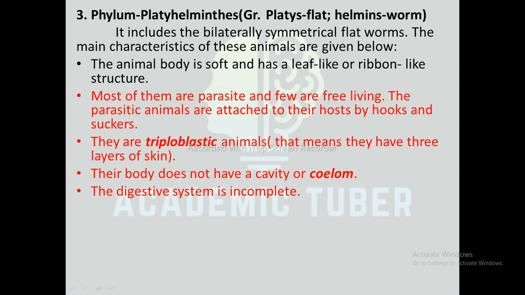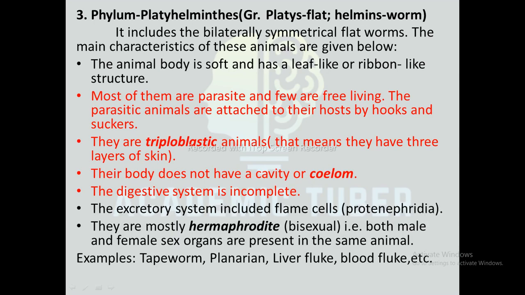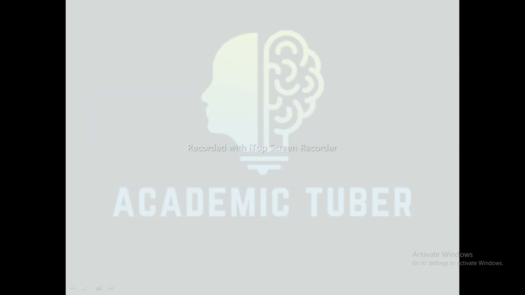Their body does not have a cavity or coelom. The digestive system is incomplete. The excretory system includes flame cells called protonephridia. They are mostly hermaphrodite, that is bisexual. Both male and female organs are present in the same animal. Examples of Platyhelminthes are tapeworm, planaria, liver fluke, blood fluke, etc.